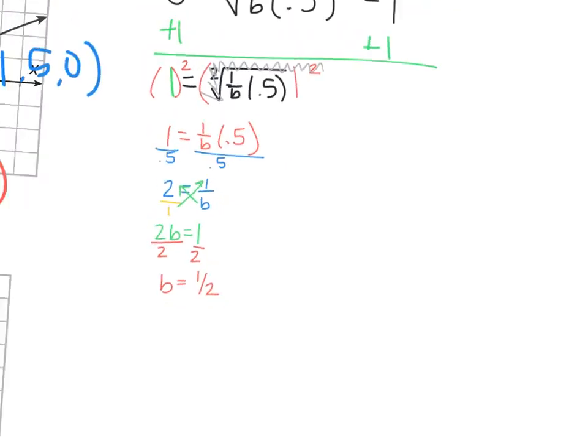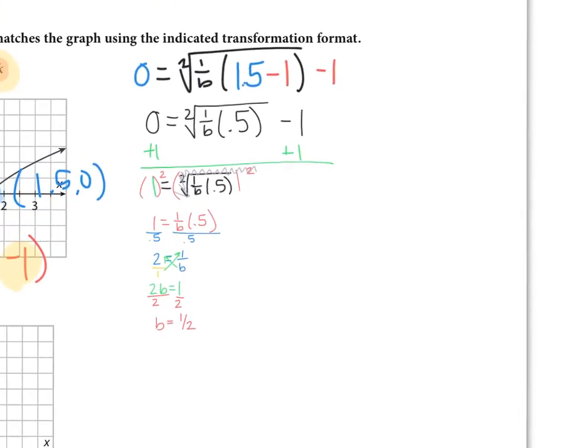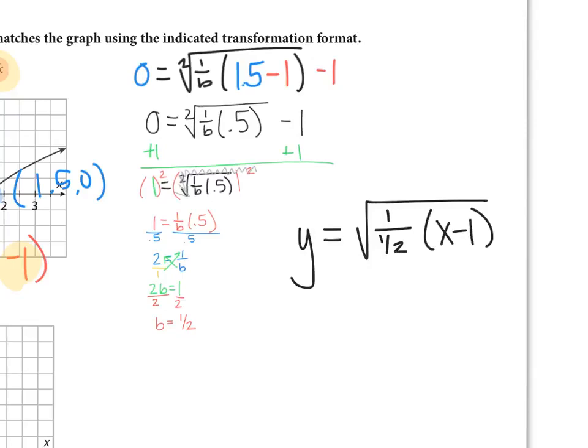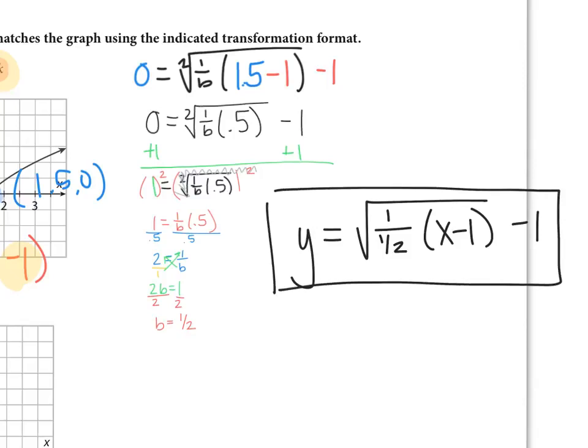So then my actual equation, because that's what it really wanted, would end up being y equals the square root of 1 over 1/2 times x minus 1, and then minus 1 outside the square root symbol. That would be my entire equation. You could also, if you wanted to, write your 1 over 1/2 here as 2, because if you divide 1 by 1/2, you are going to get 2. Either is acceptable, but that would end up being my answer to that problem.